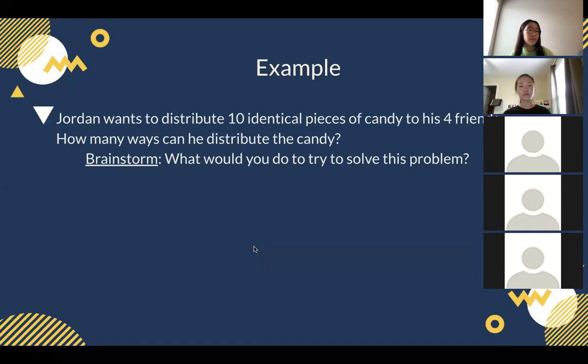So for example, Jordan is going to try to distribute 10 identical pieces of candy to his 4 friends. And how many ways can he distribute the candy? So to solve this problem, what would you do?